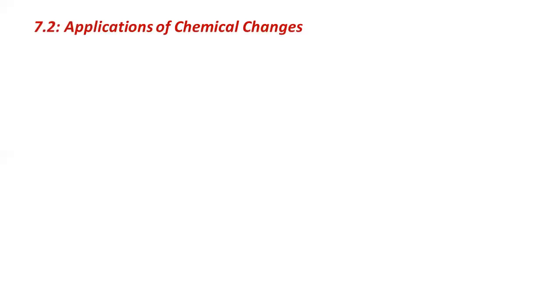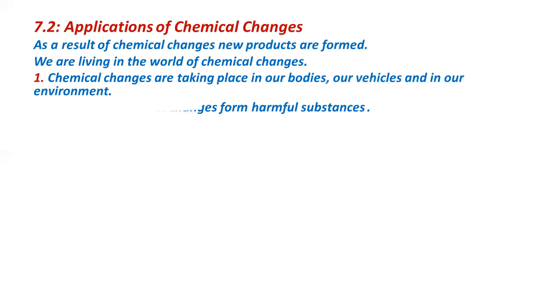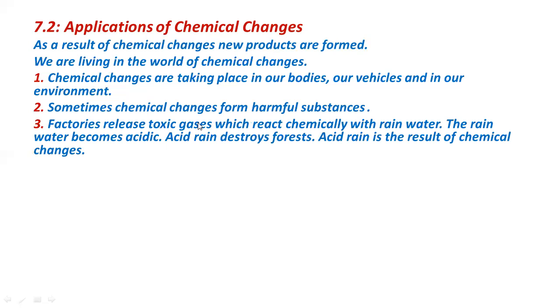Then we have applications of chemical changes, where the chemical changes take place, or what are the uses of these chemical changes. As a result of chemical changes, new products are formed, and we are living in the world of chemical changes. What chemical changes take place in our surroundings which are useful? So chemical changes are taking place in our bodies, in our vehicles, and in our environment. And sometimes chemical changes form harmful substances too, like factories releasing toxic gases, which react chemically with the rainwater and make the rainwater acidic. And you know that acid rain is very harmful, and it destroys forests, and also, as I told you, the acid reacts with marble buildings and metals and destroys them.